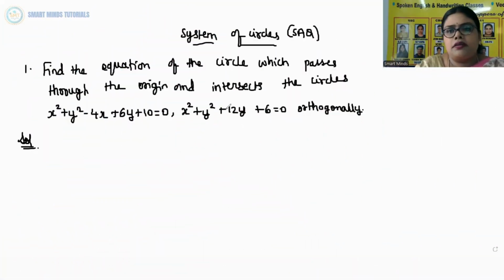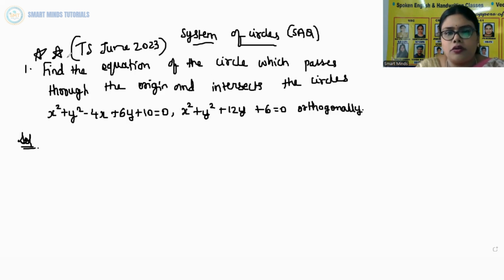So let's get started with system of circles SAQs. This question is very important. It appeared last in TS June 2023. The question is, find the equation of the circle which passes through the origin and intersects the two circles orthogonally. So first let us take the general equation.